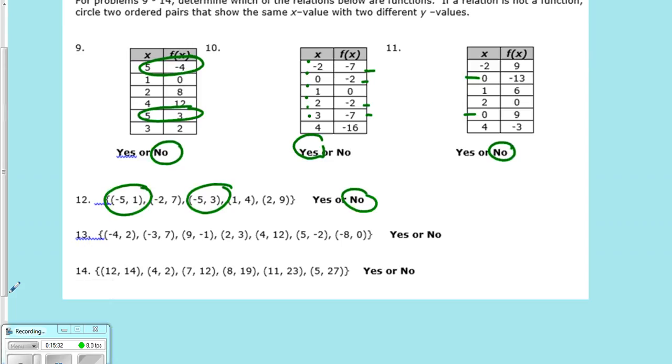Not okay. Number 13, I'm going to have to look closely here. Let's see. I'm pretty sure this is a function. Negative 8 is only listed once. 5 is only listed once. 4, 2, yeah, that one looks good. 14, again, it's kind of hard when you have a lot of points here. So I'm looking at my x's. 12, we're good. 4 is okay. 7 is okay. 8, 11, 5, we're good there. That one's a function.